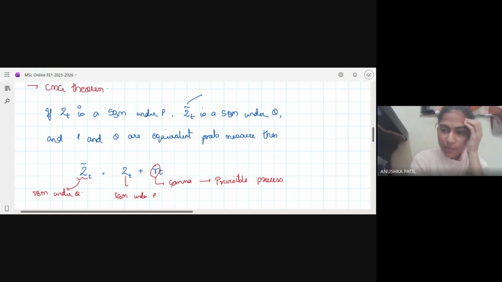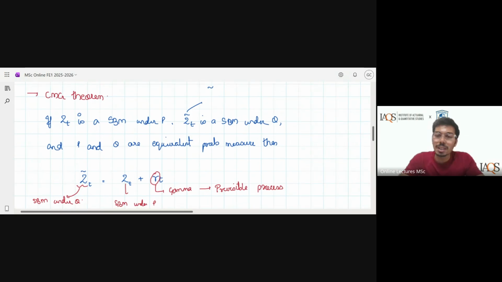Sir, can you please explain the previous concept of P and Q? That is nothing but, in this case, I'm saying that your standard Brownian motion graph is going to exist. It's not going to have zero value. All right, let me put it this way.